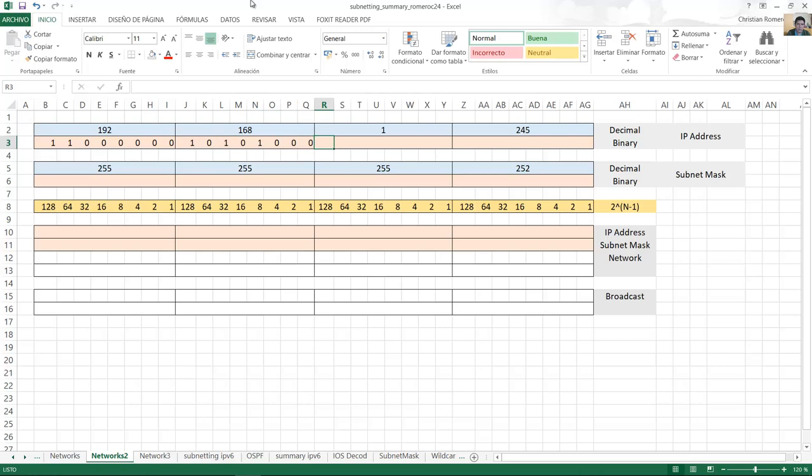192 is 128 plus 64. 168 is 10101000. 1 is this. 245 is 128 plus 64, 192, plus 32, 224, plus 16, 240, plus 4, 244, plus 1, 245. Subnet mask, very easy, 1111111.